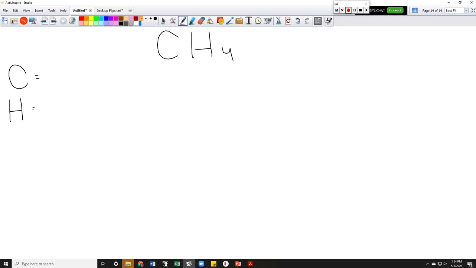So, again, reread step number 1. List each element and how many are present. Did I list each element? Now we've got to determine how many are each. So this is very simple. Just look at the formula. How many carbons are present? 1. How many hydrogens are present? 4. Does everyone understand that? Is that self-explanatory? Yes. Okay. Let's read step number 2.